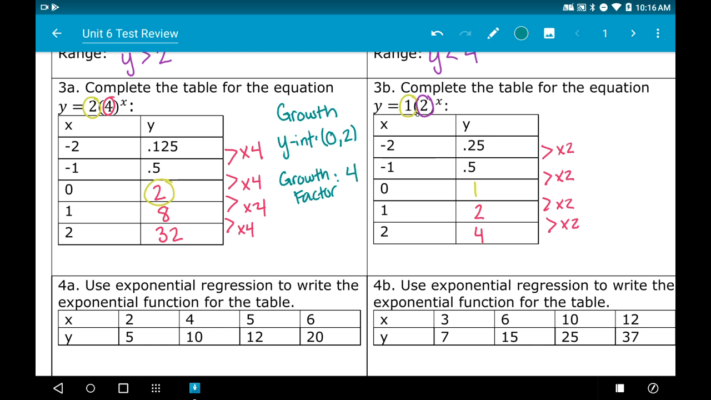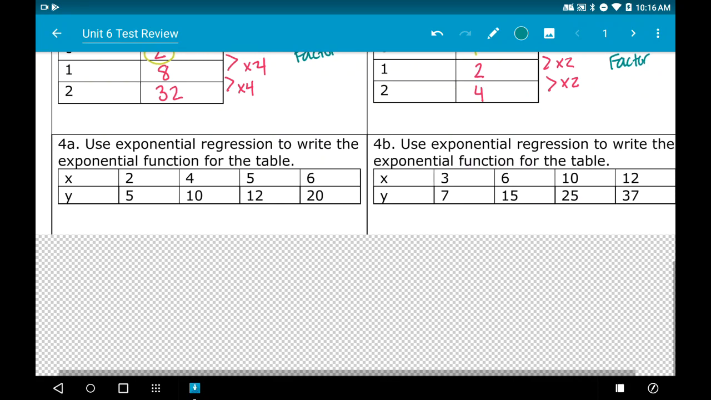And the same thing here. 2 is bigger than 1, so it's going to be growth. The y-intercept is the number out front. So this is going to be a 1. So (0, 1). And then our growth factor here is the number we're multiplying by, so it's going to be a 2.